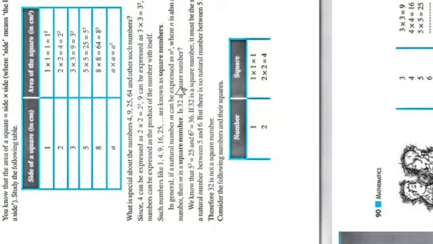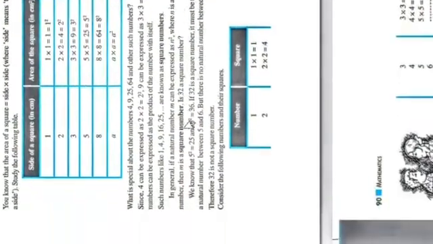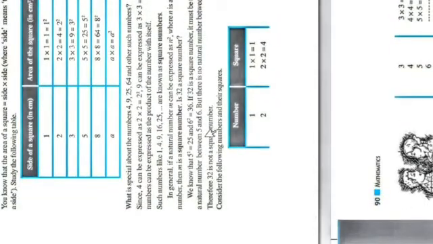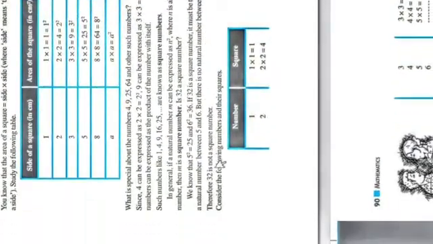In general, if a natural number m can be expressed as n square, where n is also a natural number, then m is a square number. So is 32 a square number or not? No, because 32 cannot be expressed as the product of two same numbers. Now we know that 5 square equal to 25 and 6 square equal to 36. If 32 is a square number, it must be the square of a natural number between 5 and 6. But there is no such natural number between 5 and 6. So 32 is not a square number. We cannot express 32 as the product of two same numbers.